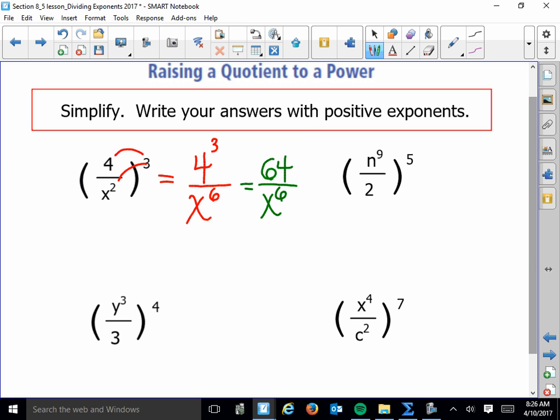Okay, the second example, n to the 9th divided by 2, raised to the 5th power. Well, that's going to simplify to n to the 9 times 5 is 45. And in the denominator, 2 to the 5th. One thing I do want to point out is that the understood exponent on the 2 is 1. So I really am multiplying the exponents here as well, because 1 times 5 is 5. So it's divided by 2 to the 5th. So that will simplify to n to the 45th divided by 2 to the 5th, which is 32.